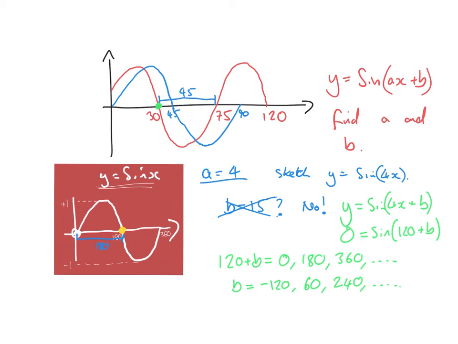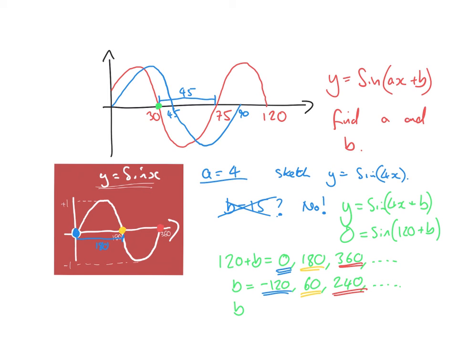So we're going to color code these. 180 is the yellow one, and that turns into a b value of 60. The blue one is 0, that turns into a b value of minus 120. And the red one is 360, that turns into a b value of 240. So which one do we take? We could take any of those really, or could we?